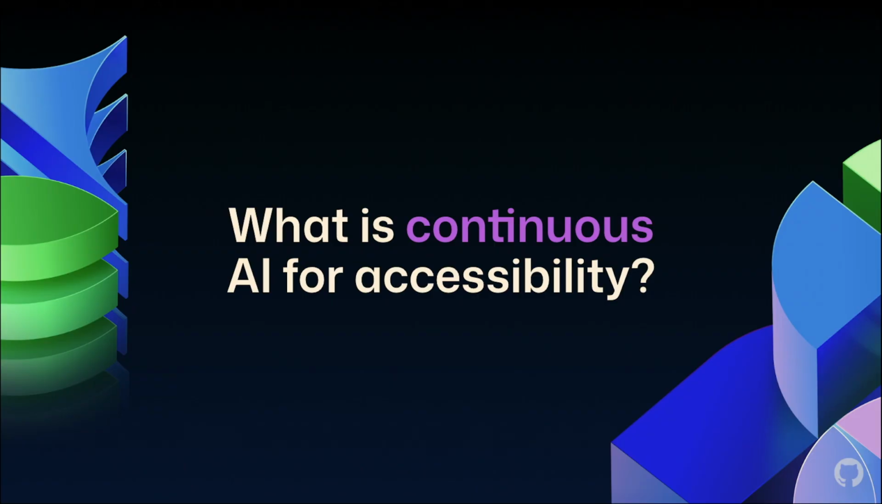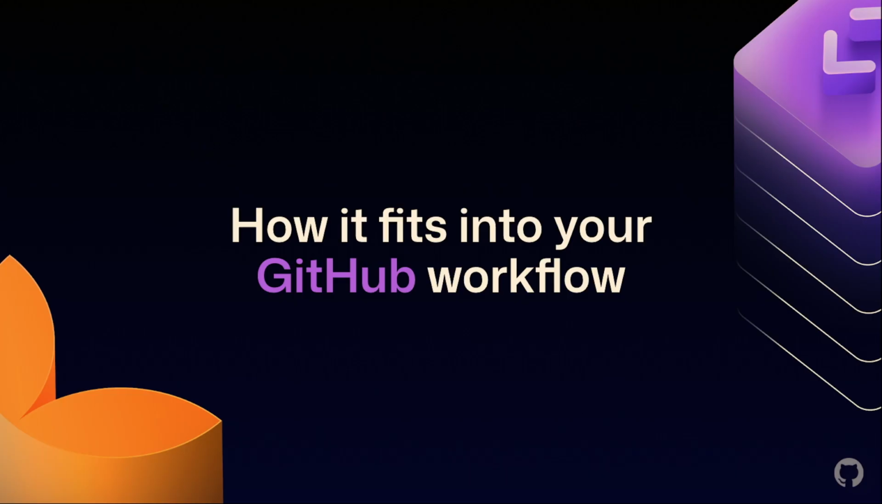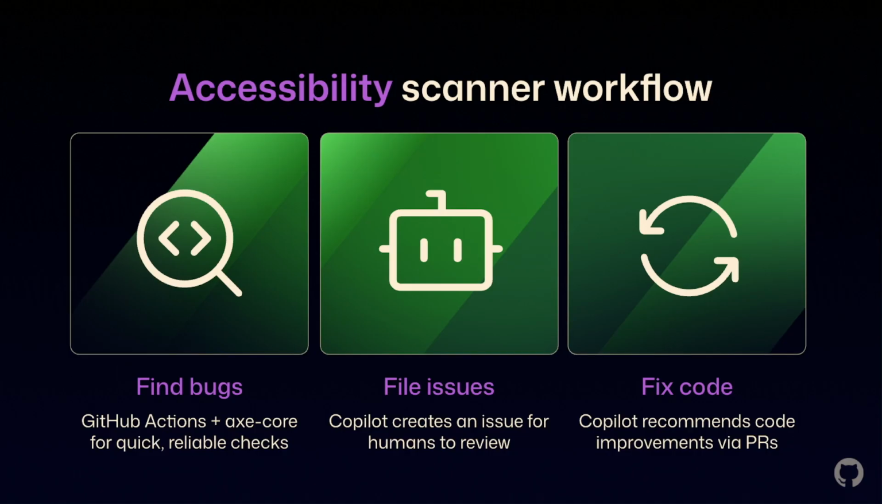So refocusing back on continuous AI for accessibility, what is this? Again, you can think of it like that CI/CD pipeline, but basically you're shifting everything left. You're doing it early and often, you're scaling it, you're reducing costs, and you're reducing those risks I was just talking about, because you're constantly looking at it. This is on the code level, but the design plays into it too when it comes to component libraries and things like that.